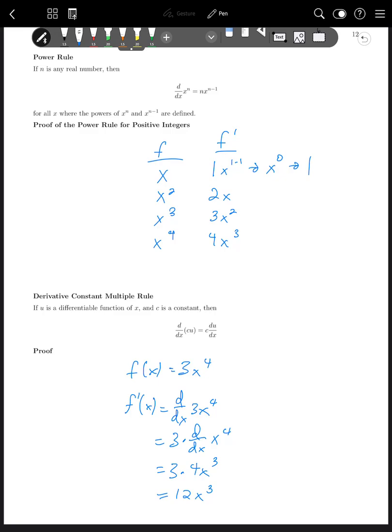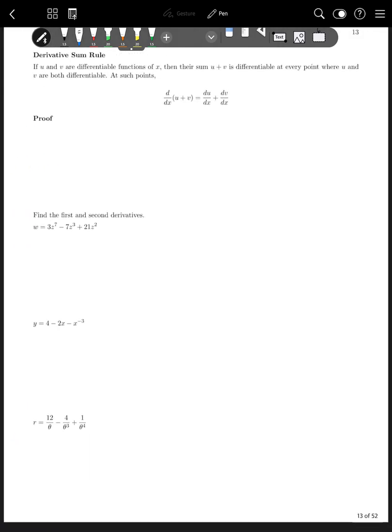So the 3 we just ignored here to do this derivative, do the derivative of x to the fourth, and then multiply 3 times that derivative. And that gives us the answer down here. Another really important rule is that the derivative of a sum is those two derivatives separately. So that's what this one says.